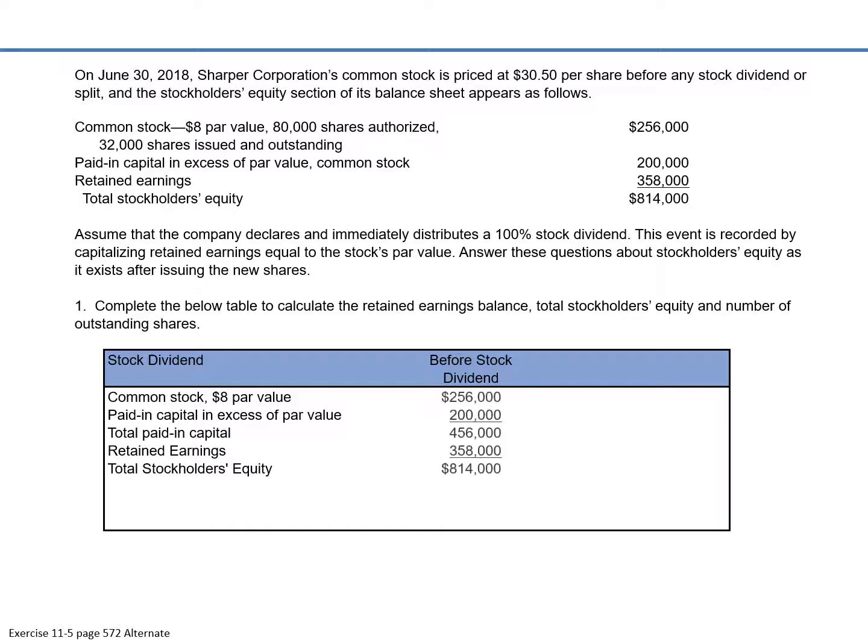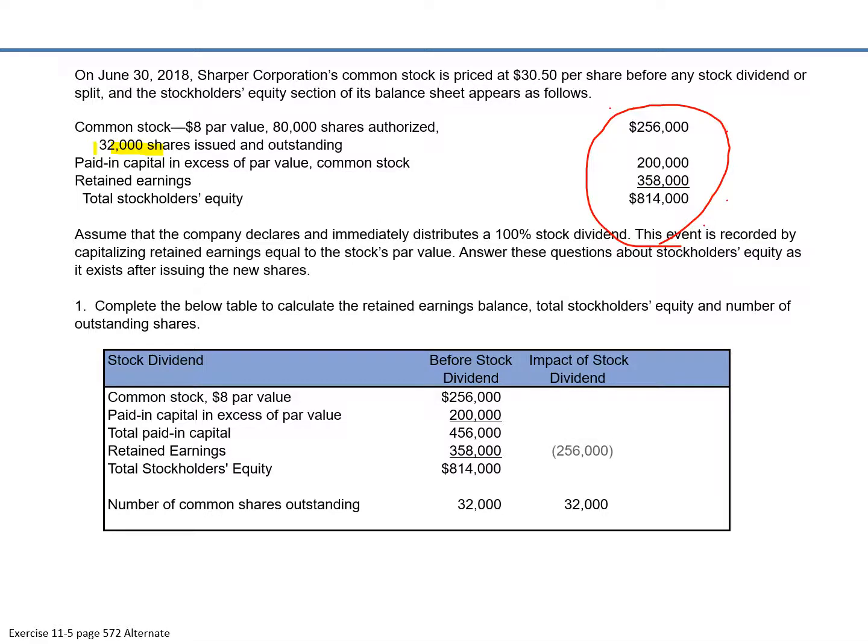So before the stock dividend, you're just bringing down everything from up above, right? And then the 100% stock dividend. Oh wait, hold on. Number of shares outstanding, 32,000. We pick that up from right here. All right, so before the stock dividend, there's all of our information. If they distribute a stock dividend immediately, we're going 100%, we're going to add an additional 32,000 shares.